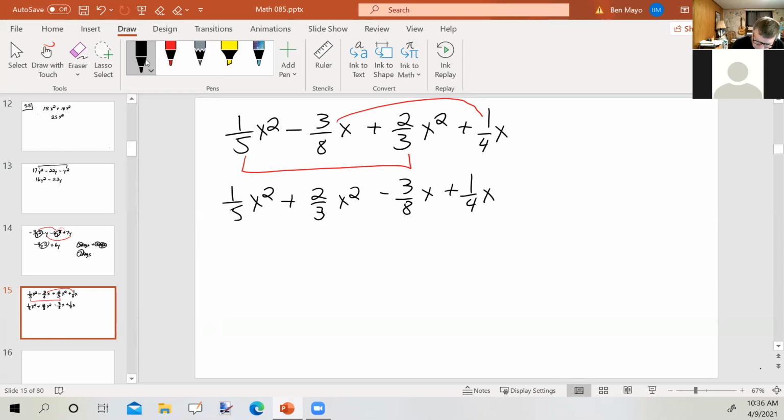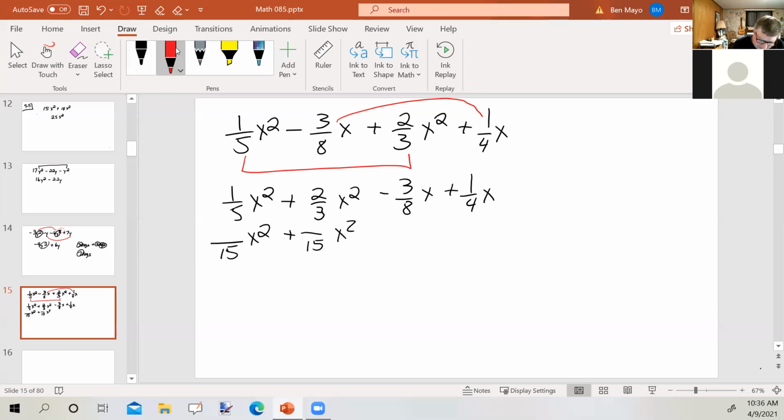Now, the first two terms are like terms, but to combine them, I have to add their coefficients. But to add 1/5 and 2/3, I need a common denominator. So what is the common denominator of 5 and 3? Anybody? Would it be 15? 15, right.